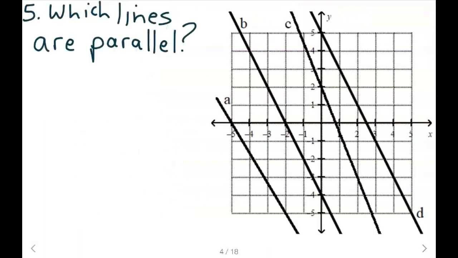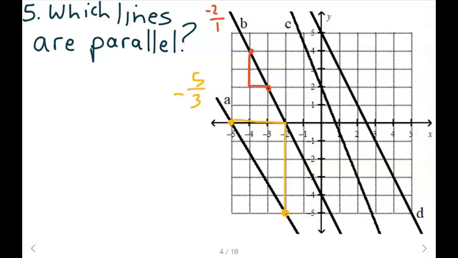Which lines are parallel? Well, parallel lines have the same slope. So let's find 2 points and do the slope. On A, we would rise 5, go to the left 3. So 5 over negative 3, or negative 5/3. For B, we could choose those 2 points. We would go down 2 to the right 1.